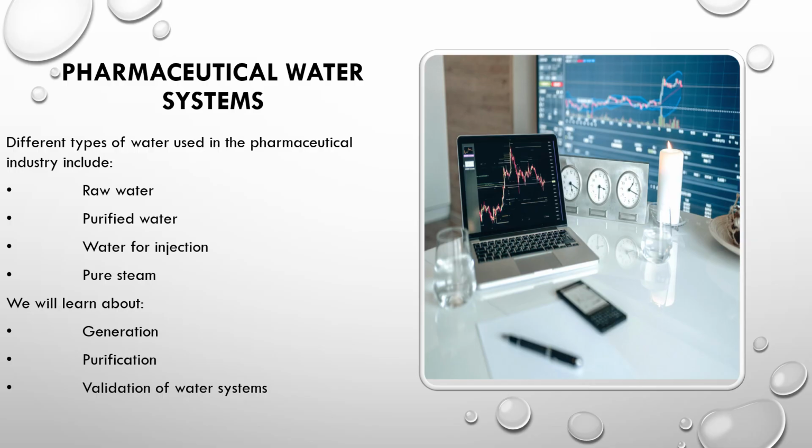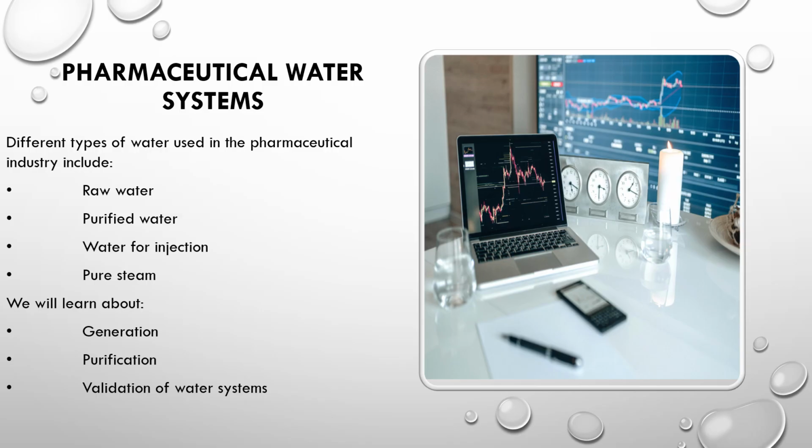Now, let's talk about pharmaceutical water systems, which are extremely important in the pharmaceutical industry. Water may look simple, but in pharmaceutical manufacturing, it is actually considered one of the most critical raw materials. Let's understand this with a simple example. At home, we use tap water for washing dishes, cleaning floors, or watering plants. This water is fine for household use, but it still contains minerals, impurities, and microorganisms.